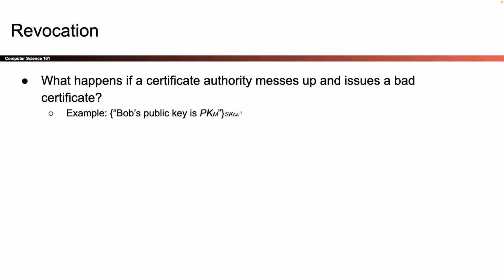Okay, so really quickly, you might wonder what happens if certificate authorities mess up. What if I accidentally send something that's wrong? Perhaps I got tricked or I got hacked or something, and suddenly there's a certificate floating around in the world that says Bob's public key is PKM, but PKM is Mallory's public key, and this message is signed. So anybody who trusts me, the certificate authority that issued this, is now going to believe that Bob's public key is that evil thing. So that is a problem and something that we have to solve.